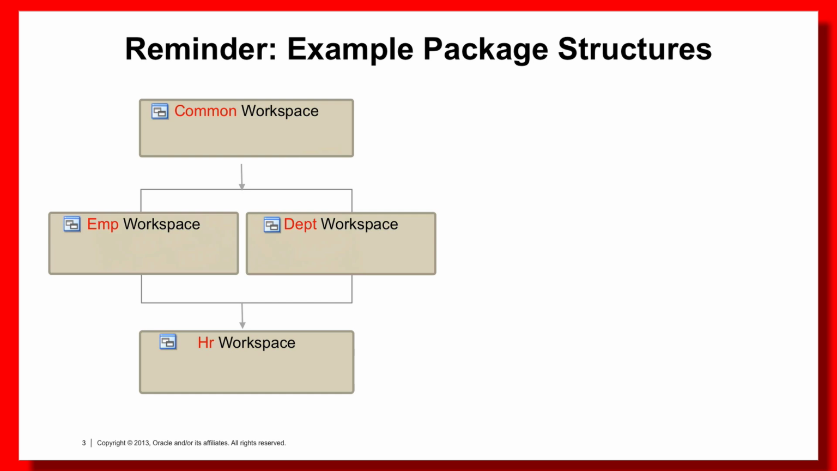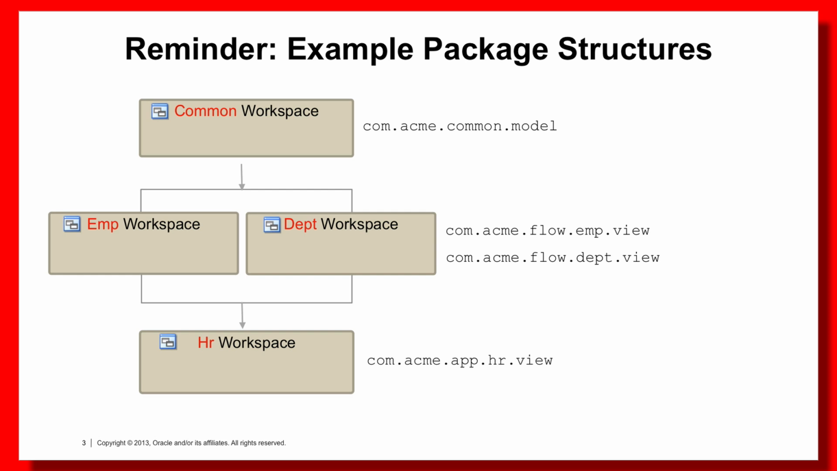Now, you would also remember from the previous episode, we said for the major projects within these workspaces that they would have a default package. So for the common workspace, for its model project, its default package would be com.acme.common.model. For the EMP workspace and the DEP workspace, their default packages would be com.acme.flow.emp.view and com.acme.flow.dep.view for both ViewController projects that they would contain. Finally, the HR workspace, com.acme.app.hr.view. So we need to talk about that now because basically we're going to use those base package structures to explain the other project layout and guidelines that we're going to talk about in the rest of this episode.